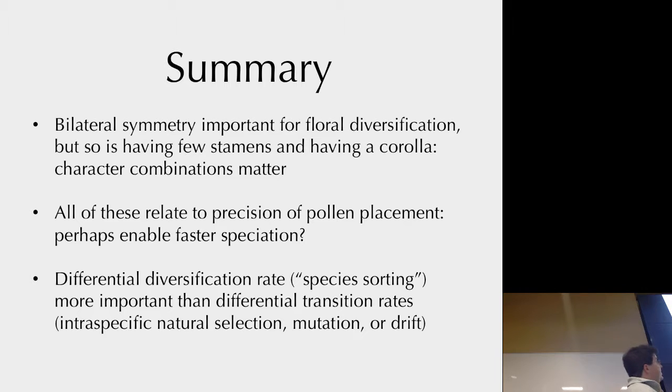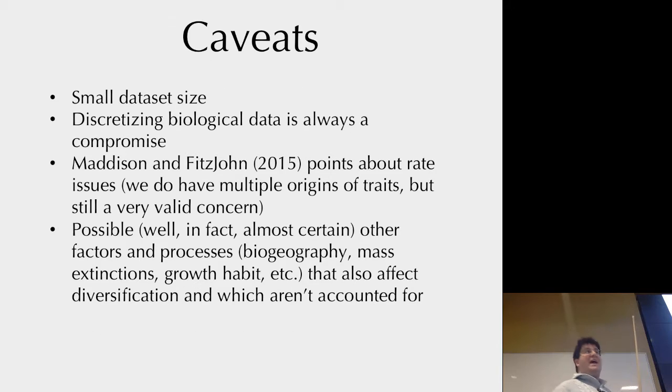And then also, different diversification rate, species sorting might be more important than transition rates. It's not something I emphasized here, but it certainly seems that what's leading to this different diversity is different speciation and extinction rates rather than biased transitions into a certain character combination. So cool, but caveats: small data set size. For this study, we had skilled botanists go and find this species and find out what its traits are, looking in herbaria or plant books, and so it took a long time. Even so, it's 500 species, not a lot for this sort of study.